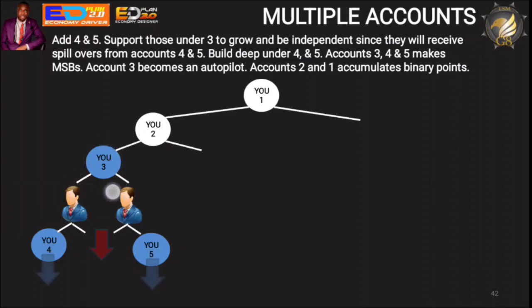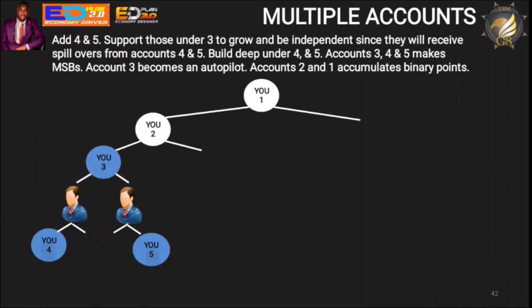This is autopilot, which means there is no day you'll be working on account 3, because account 4 and account 5 are doing the work for account 3, 2, and 1. So in the future, of course, but here in this case, account 3 is taken care of because on the left it has account 4 and on the right it has account 5, which are building. Which means this is an autopilot, okay?